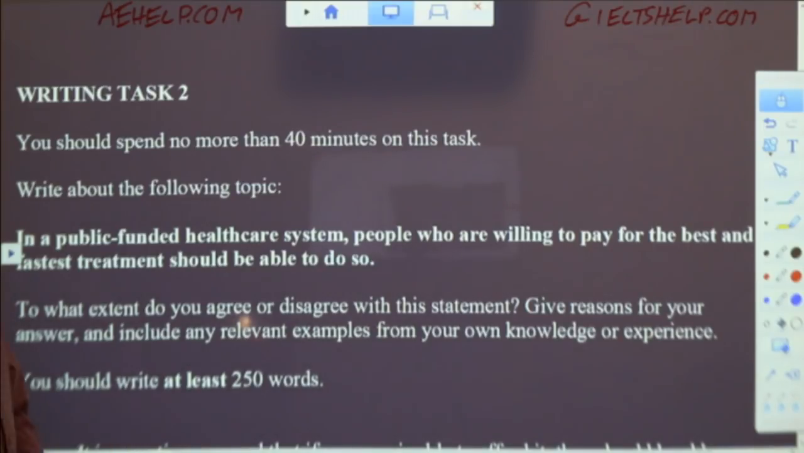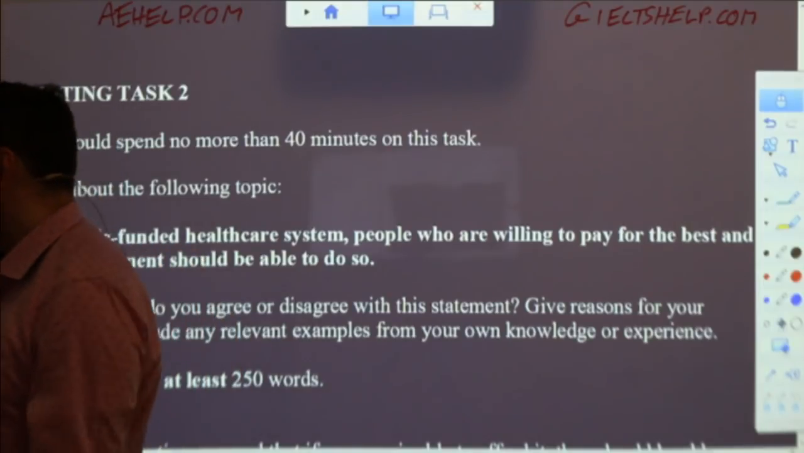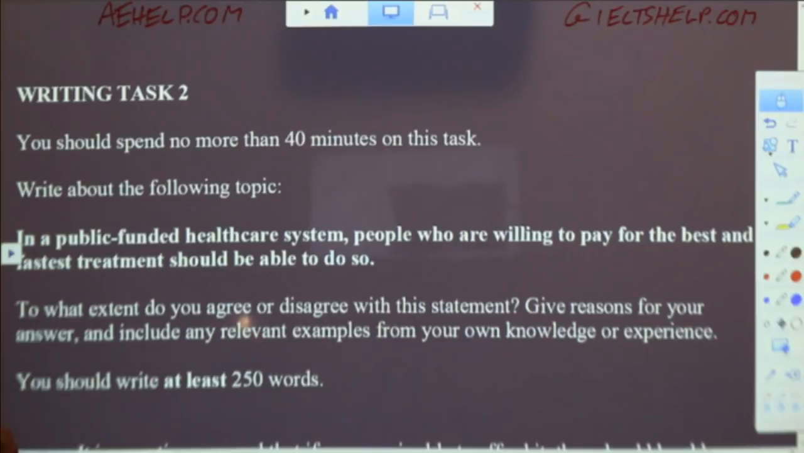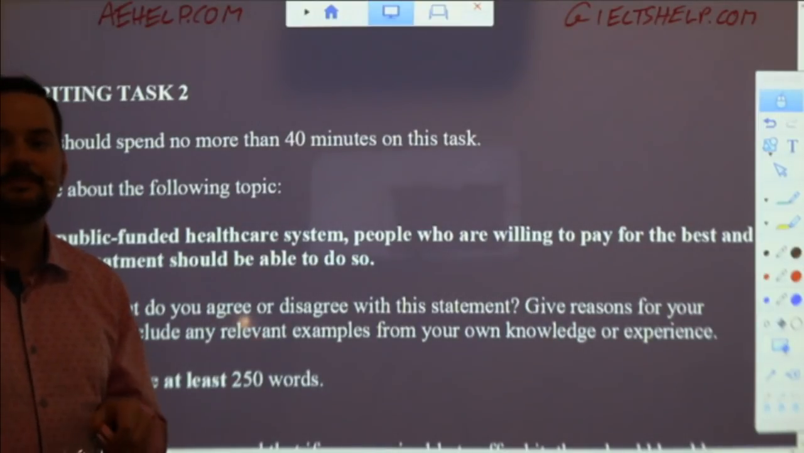You'll notice that task 2 is kind of the same regardless of which module you are taking. Just make sure you're taking the right one. General is for immigration mostly, and academic is for school mostly.